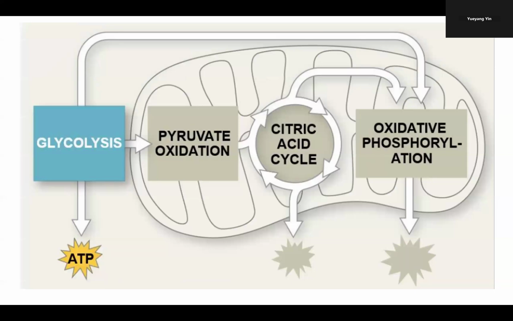It's the initial splitting of glucose. The citric acid cycle takes place in the mitochondrial matrix, where the breakdown continues. Finally, oxidative phosphorylation occurs on the inner mitochondrial membrane, where the bulk of ATP is made. The strategy is to release energy gradually and trap it in small, manageable amounts.